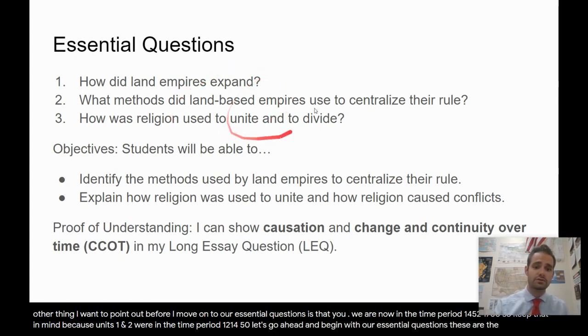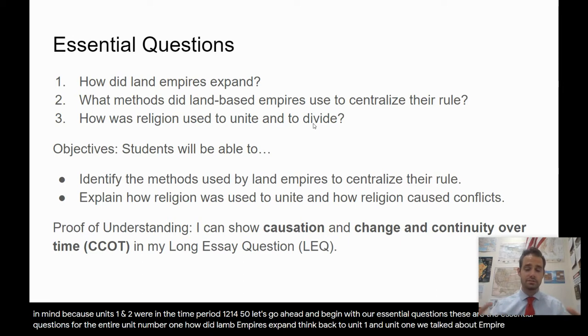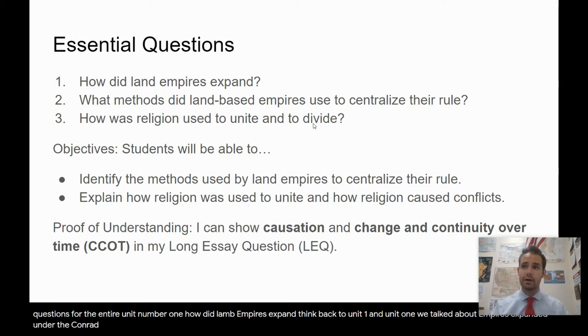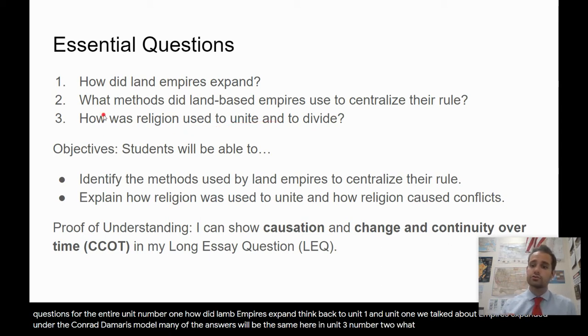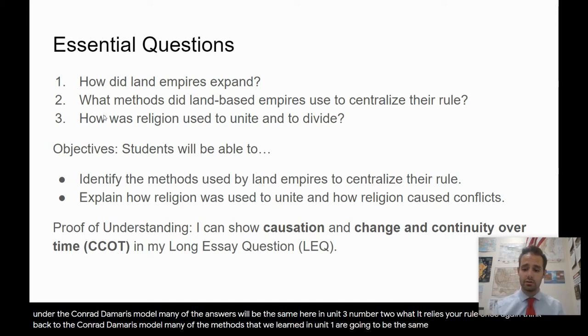These are the essential questions for the entire unit. Number 1, how did land empires expand? Think back to Unit 1. In Unit 1, we talked about empires expanding under the Gunpowder and Conquest model. Many of the answers will be the same here in Unit 3. Number 2, what methods did land-based empires use to centralize their rule? Once again, think back to that model. Many of the methods that we learned in Unit 1 are going to be the same here in Unit 3 as well.